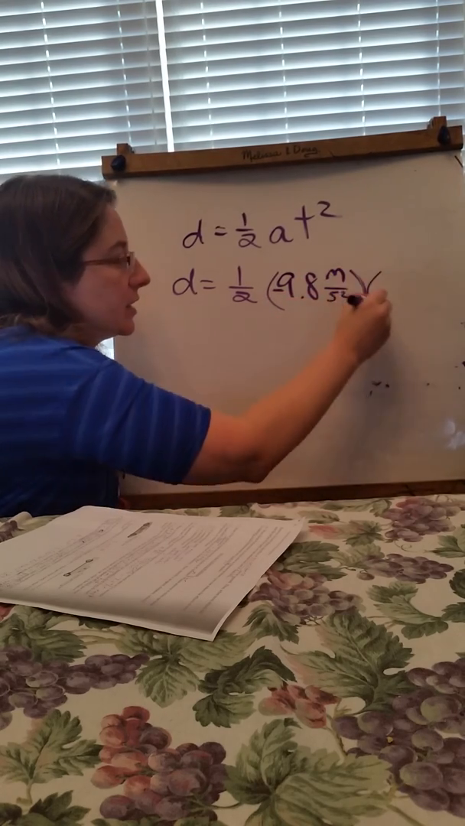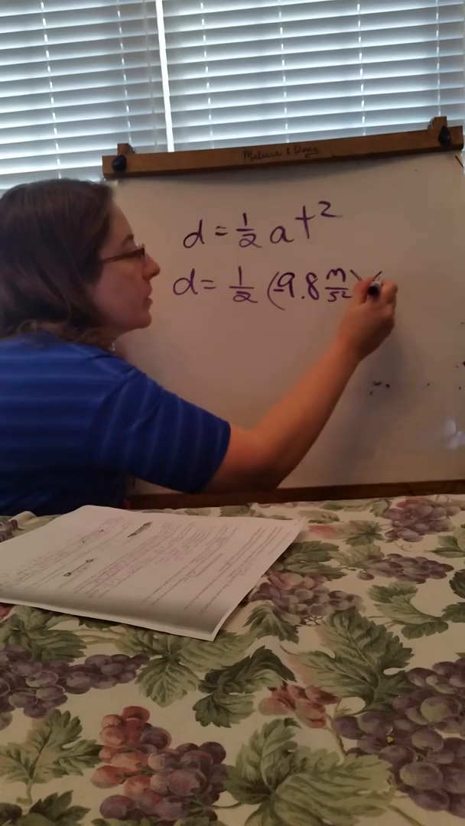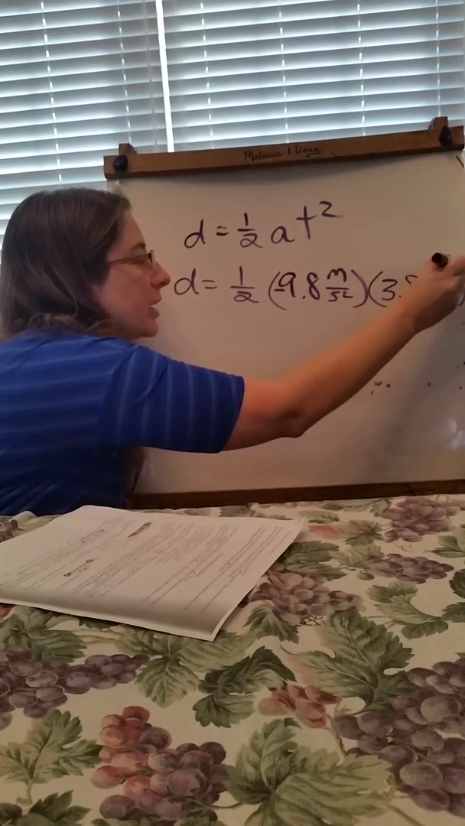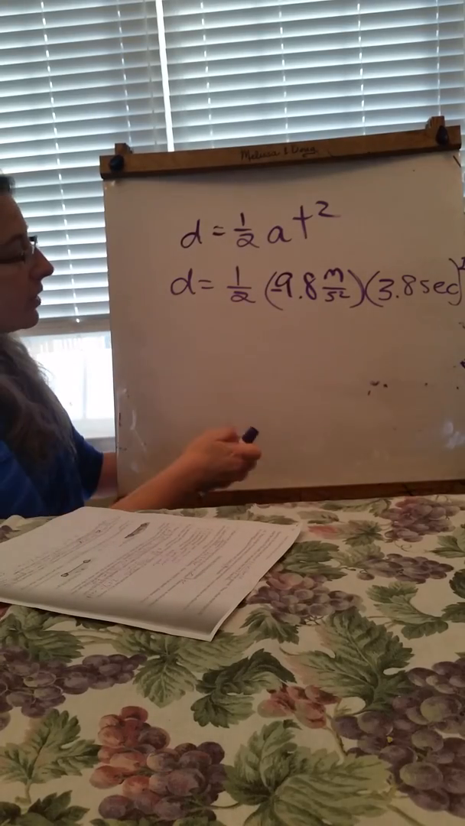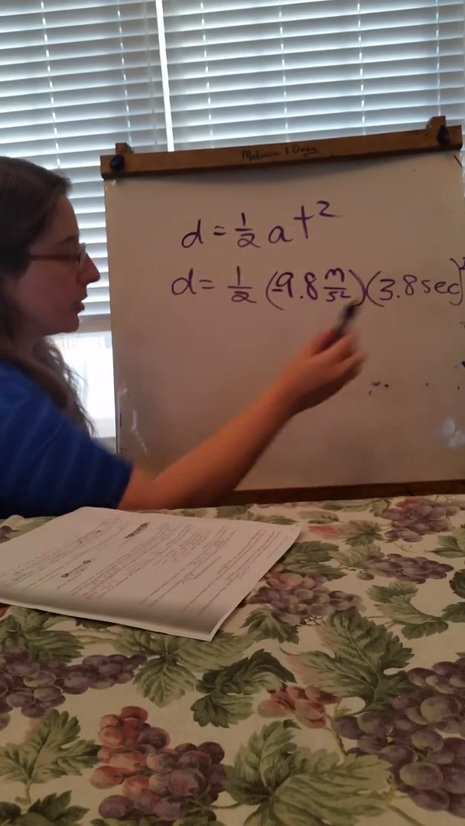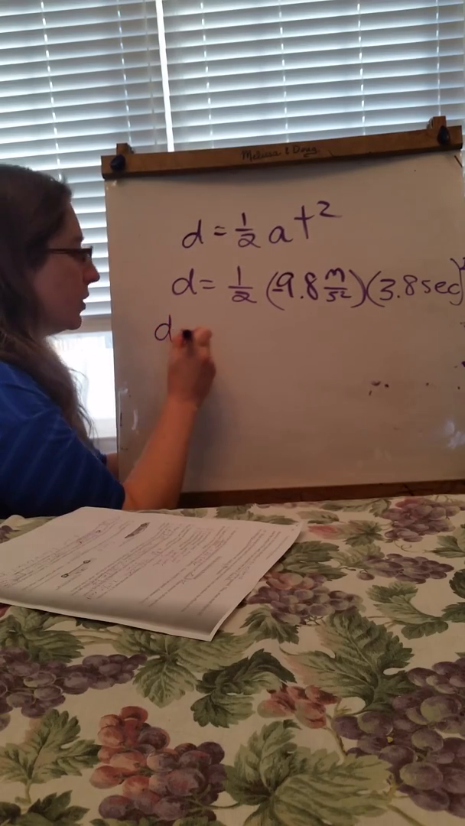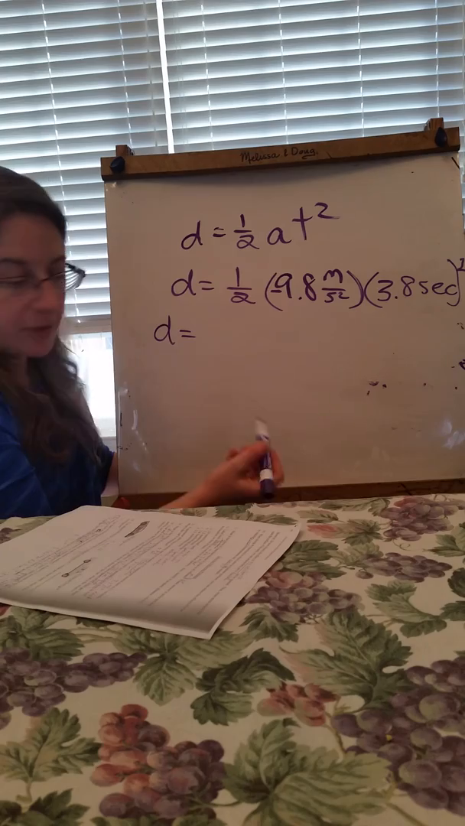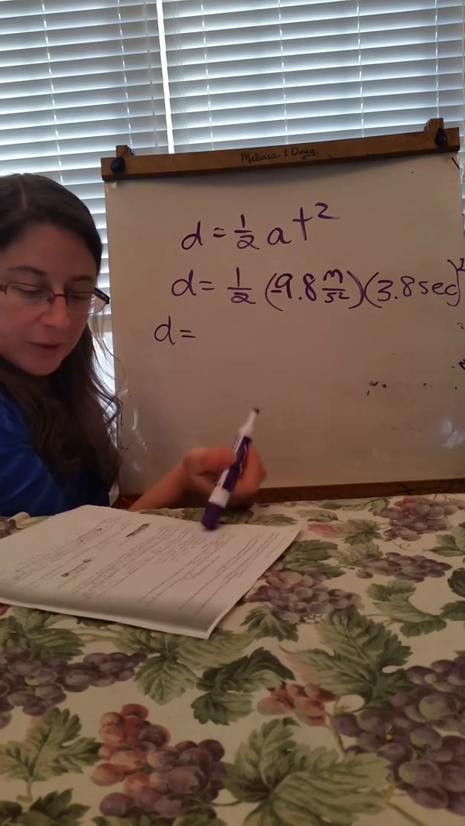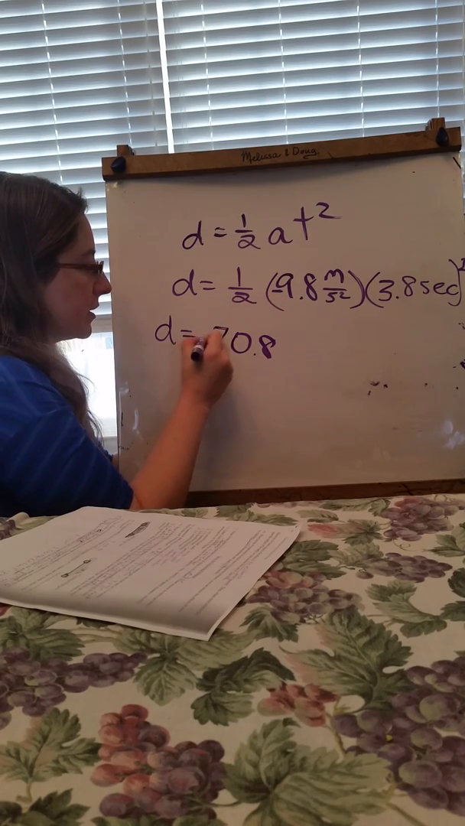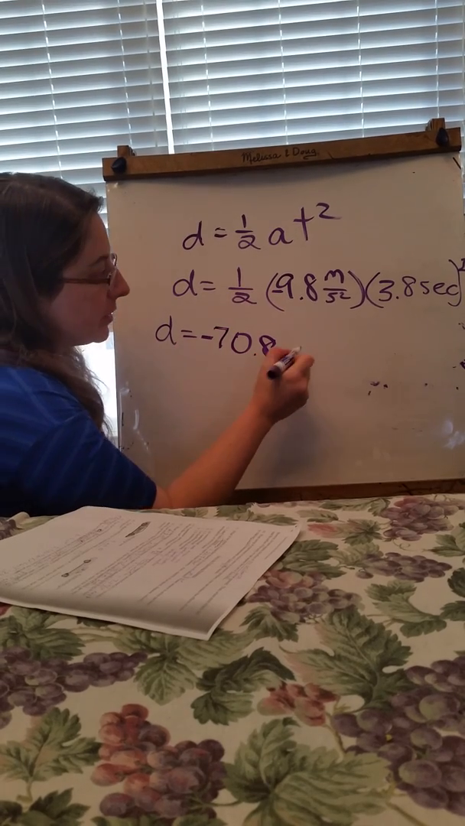So it's kind of indicating down. And the time was 3.8 seconds. Now we've got to square the time. Type in your calculator, 0.5 times 9.8 times 3.8 times 3.8. Or you can use the square button, but just make sure you don't forget to square the time. So then we end up on that one with 70.8. This is negative. That'll show that I'm thinking about direction.